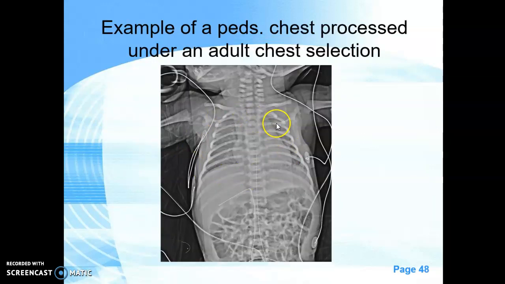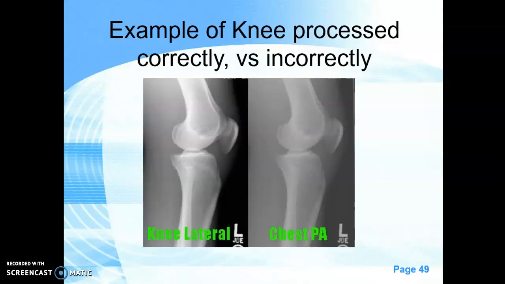Here is an example of a pediatric chest, and it was processed under an adult chest selection, and you can see it has very poor quality. Not to add, they should have collimated. But regardless, I don't have to repeat this patient. I simply can reprocess it under a pediatric AP chest image.